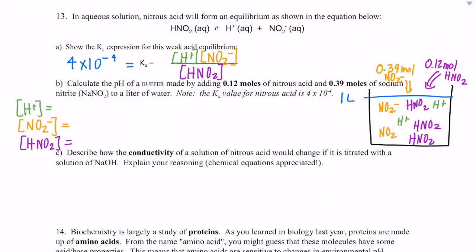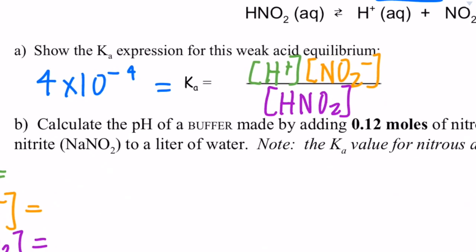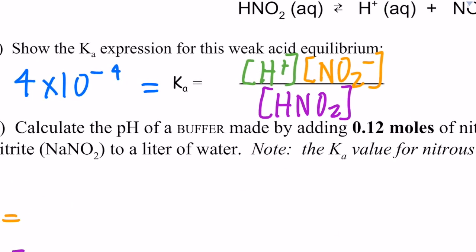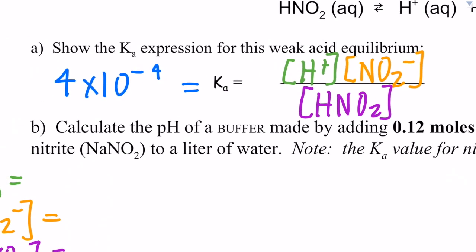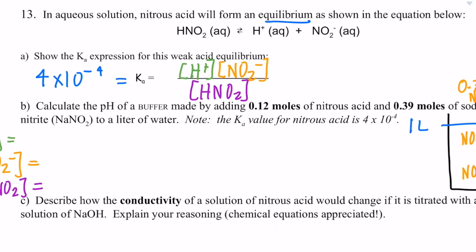Number 13. In an aqueous solution, nitrous acid will form an equilibrium as shown in the equation below. So our Ka expression for this weak acid is [H+][NO2-] divided by the concentration of our weak acid, [HNO2]. And the Ka is equal to 4 times 10 to the minus 4.